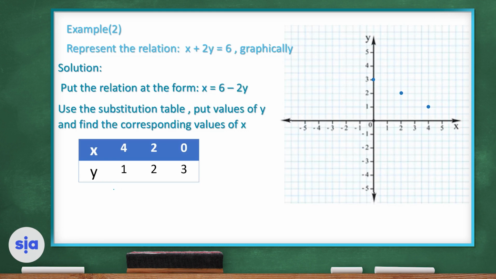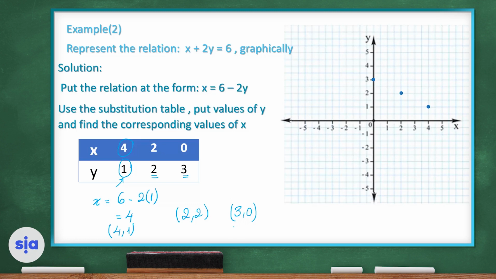So if we put y equals 1 and we replace it in the equation, x equals 6 minus 2 times 1, which is 4. This means when we put y equals 1, the x is 4, and that forms the ordered pair 4 and 1. We can do this with the 2 and with the 3. So we'll get another two ordered pairs, 2 and 2, and 0 and 3.